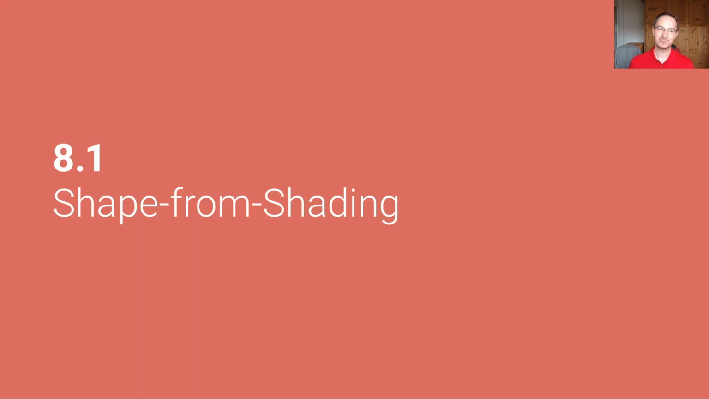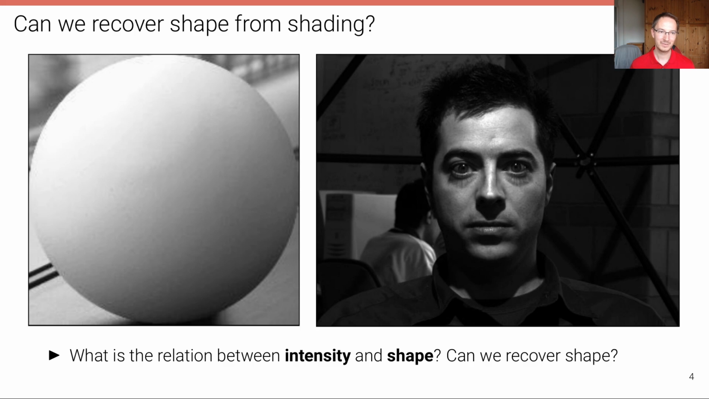So let's start with unit number 1, shape from shading. The main question that we're going to cover in this unit is, can we actually recover shape from just a single image by looking at the shading cues? What does shading mean? Well, shading means the relative intensity that I observe when I look at an image.